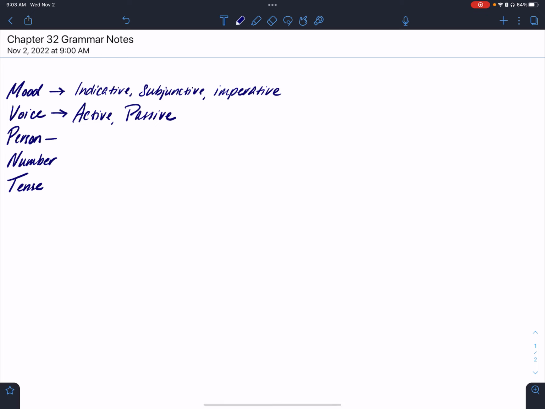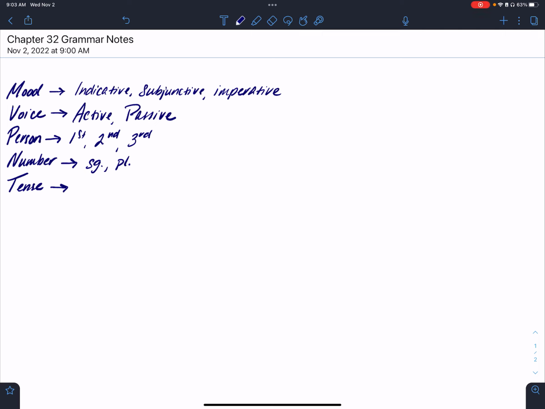Now in terms of person, we know this. What are my 3 choices? It's easy. First, second, third. Number, what are my 2 options? Singular or plural. And tense. How many tenses are there in Latin? 6. Can we list them?